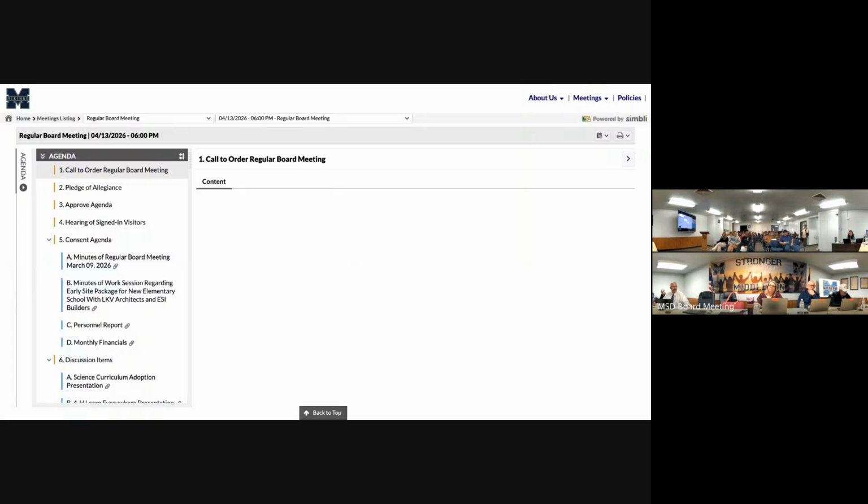I don't believe so. Okay, with that being said, I would entertain a motion to approve the consent agenda. I move that we approve the consent agenda. Second. Thank you. All those in favor say aye. Aye. Aye. Let's move on to our discussion items. We will have Mrs. Goodson present the science curriculum adoption.